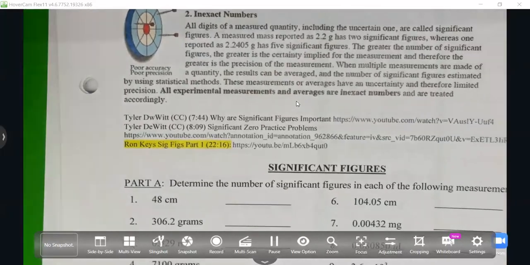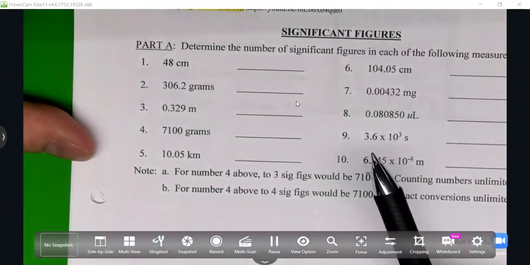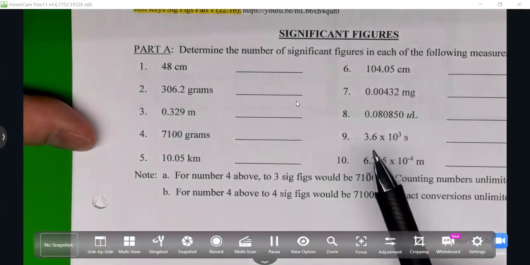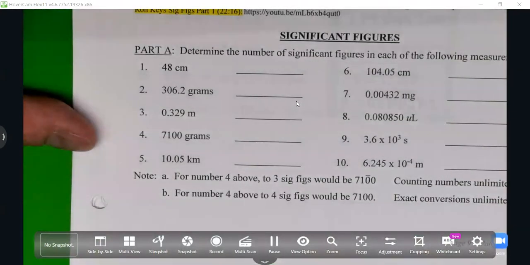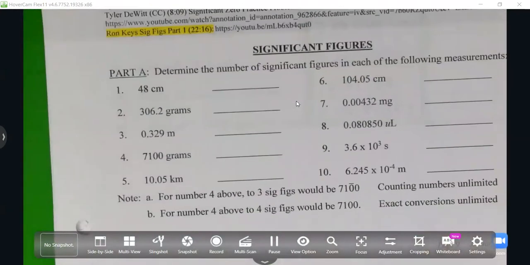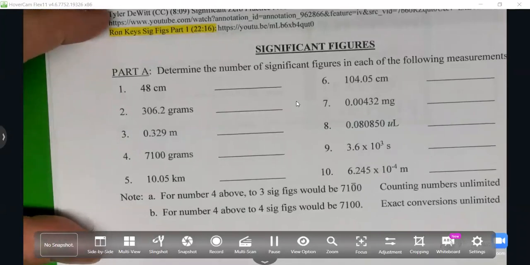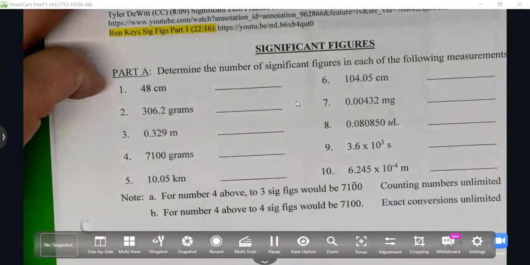Okay. We should be talking about significant figures right here. Now, significant figures, what we're really talking about is how many good numbers do you have? How many are placeholders? So we're just going to identify how many good numbers we have.